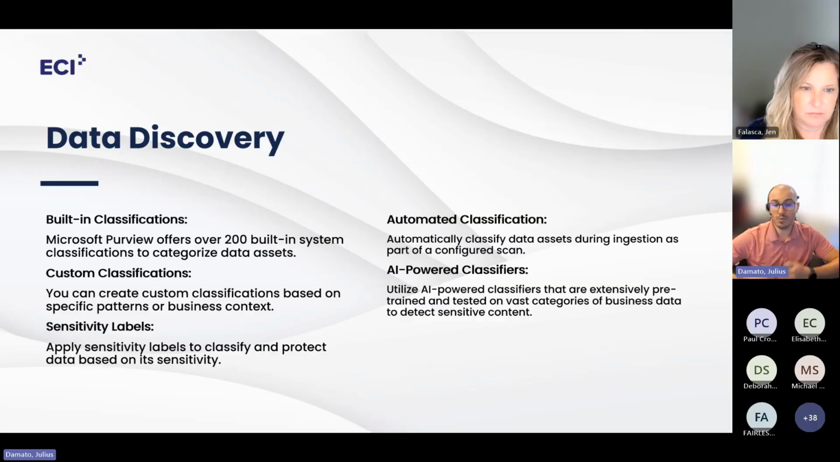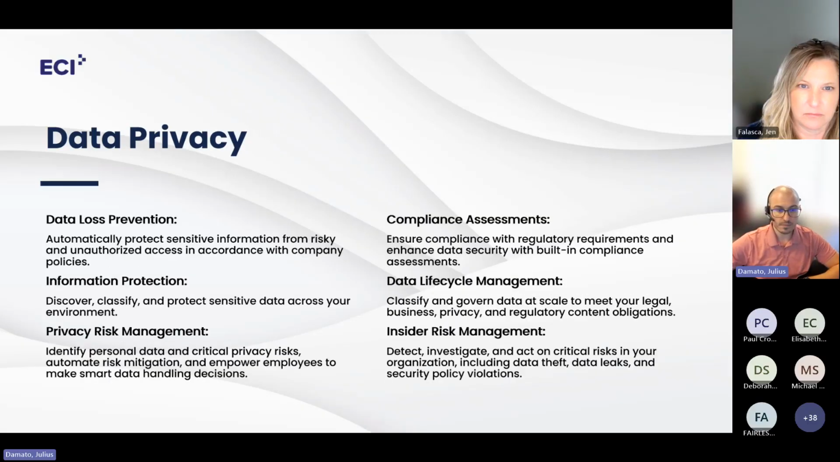Based on that, with sensitivity labels, that's your ability to label data, whether it be manually or in an automatic way. And then there are both automated and AI-powered classifiers that are included with the E5 licensing, again, to accelerate you identifying your data and finding it without the need for someone to sit there and sift through a lot of manual data collection.